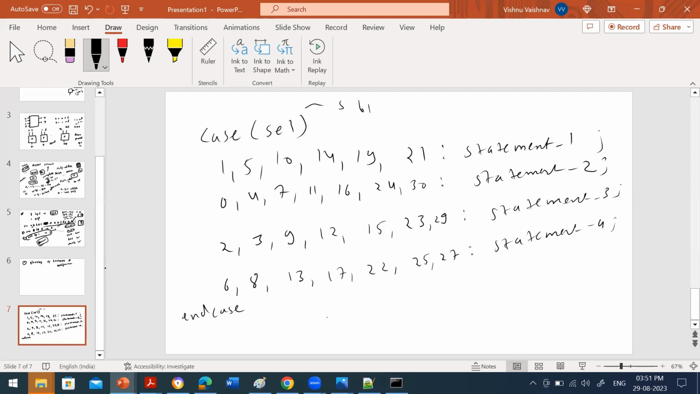The select is of 5 bits. So obviously there are 32 possibilities. Now for different possibilities, we wrote something. Say if the value of select is one of 1, 5, 10, 14, 19, 21, statement 1 will execute. If the value of select is one of 0, 4, 7, 11, 16, 24, 30, statement 2 will execute. Similarly for other values, the other statements will execute.